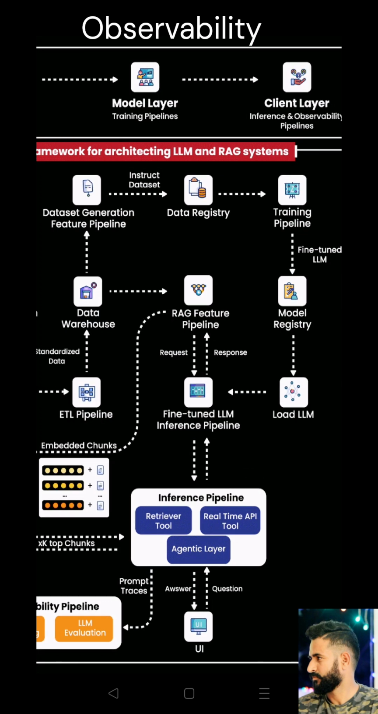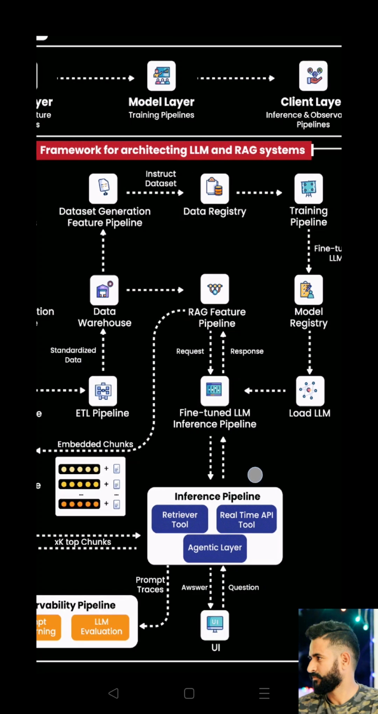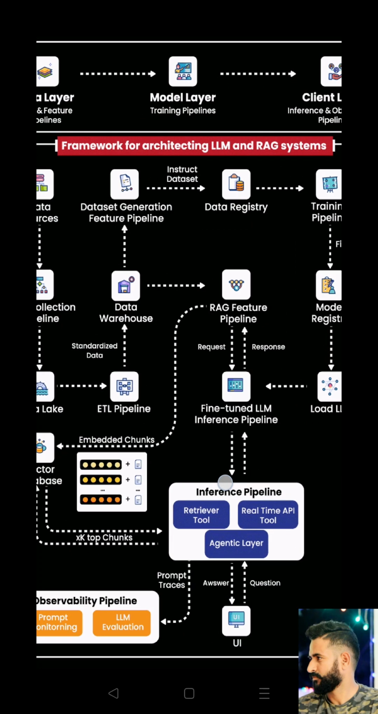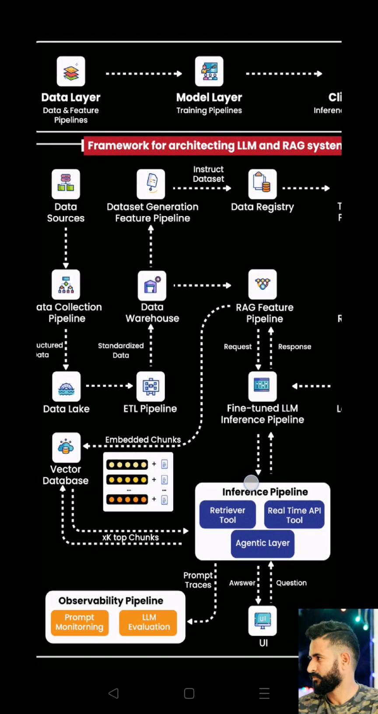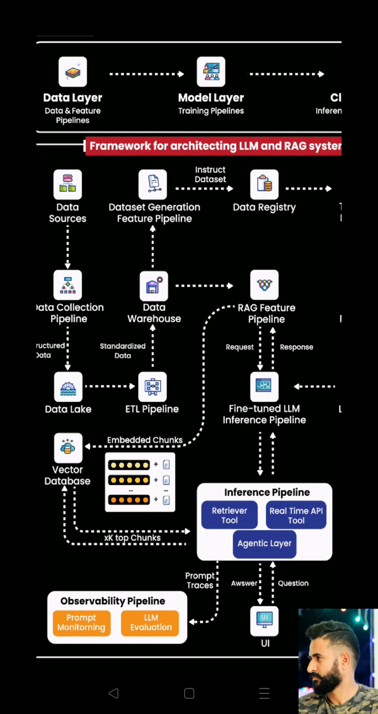This layer focuses on the inference process and monitoring the system. Inference pipeline. This pipeline handles the inference process, including retrieval and tool usage. Retriever tool. This tool is used to retrieve the most relevant information from the vector database. Real-time API tool. This tool is used to call external APIs in real time.